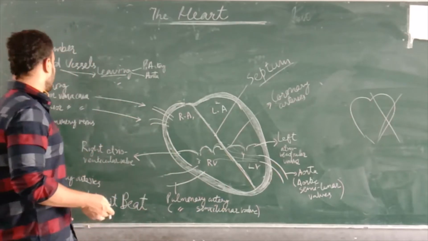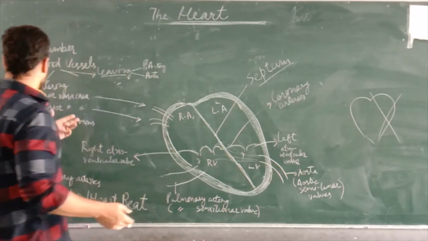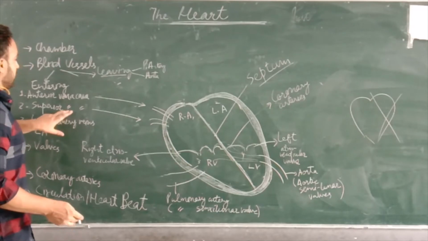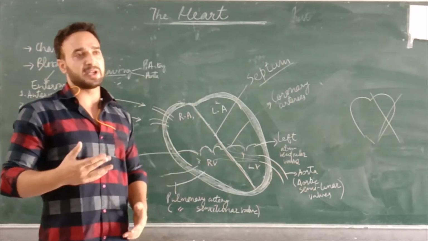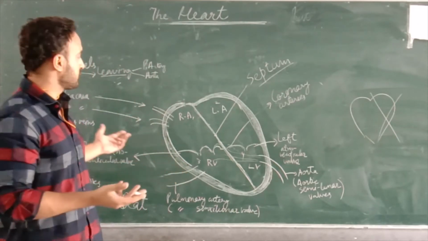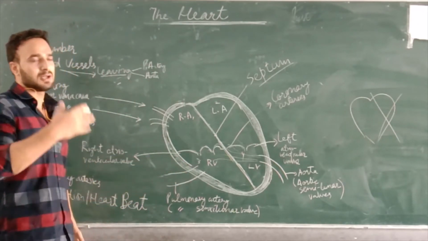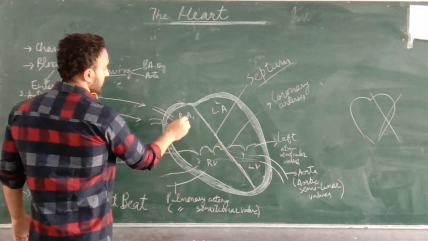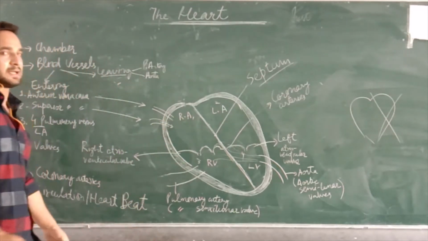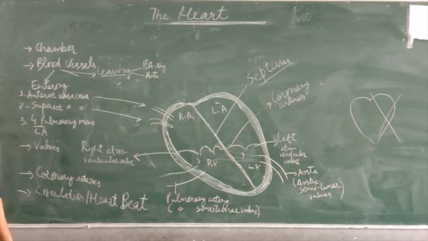So the superior vena cava is collecting blood from the upper parts of the body. Superior means upper parts of the body. The superior vena cava is collecting blood from the upper parts of the body and releasing the blood into the right auricle.